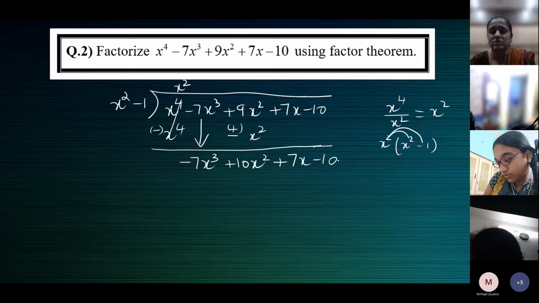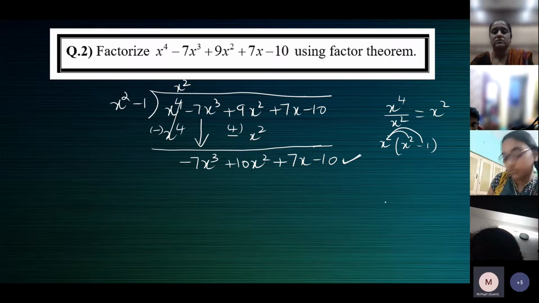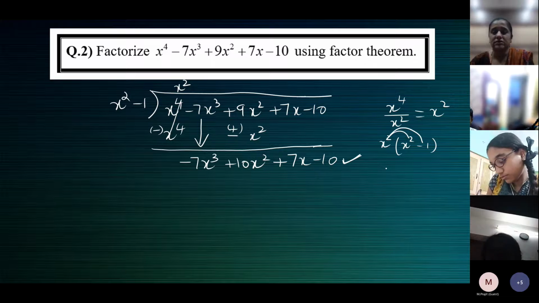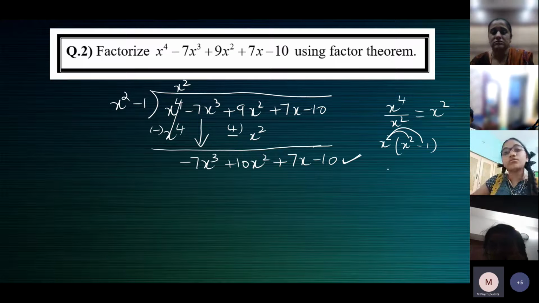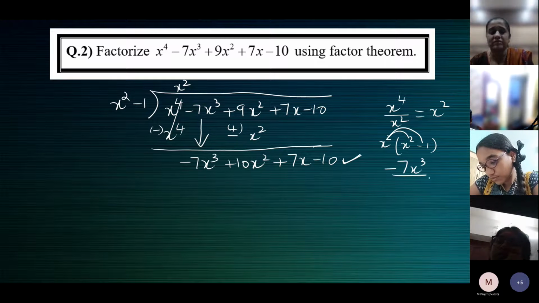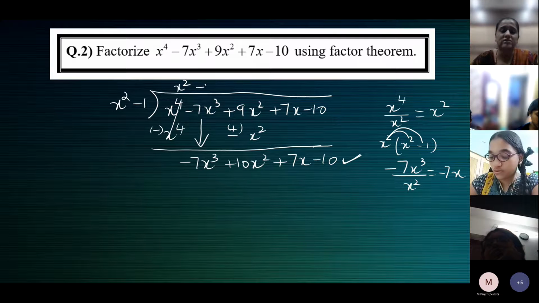What is this called? The new dividend. Yes, divide the first term of the new dividend by the first term of the divisor. Minus 7 x. Very good. That is the second term of the quotient.